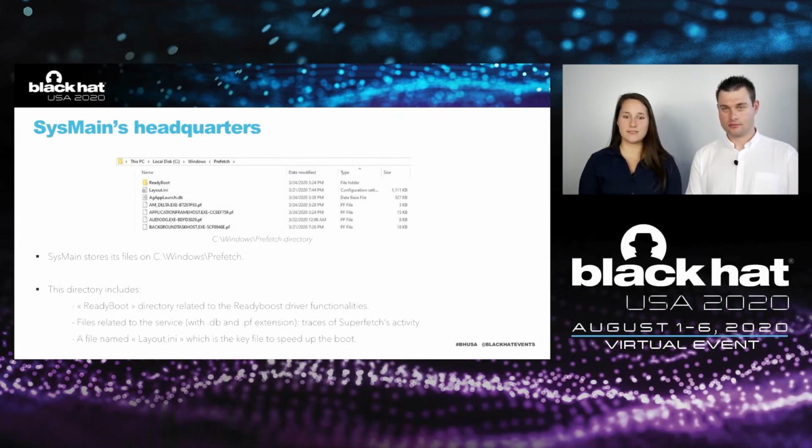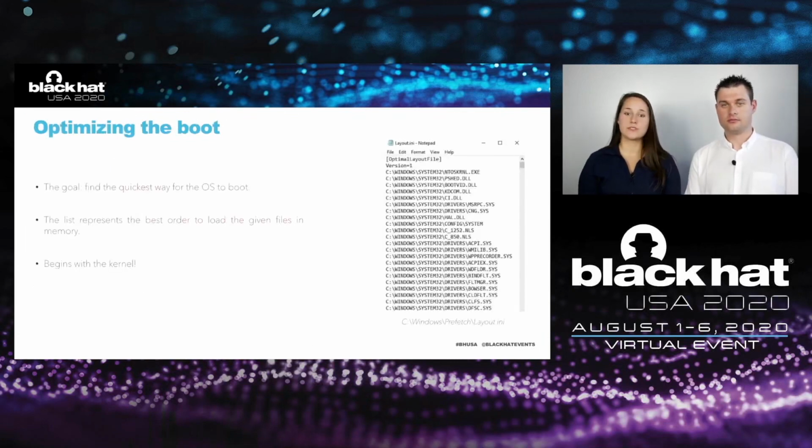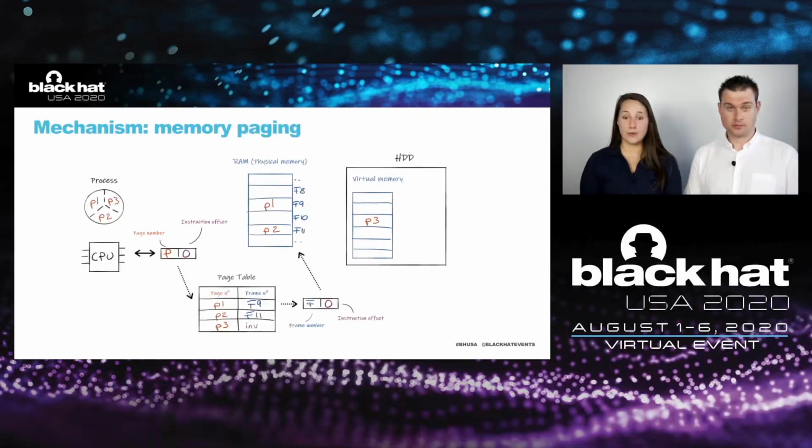Let's have a closer look at it. This is a list representing the best order for your OS to load files when booting. And of course, it begins with the kernel, because without it, the OS won't be able to load much. The rest of Superfetch's performance is based on reducing memory operations.